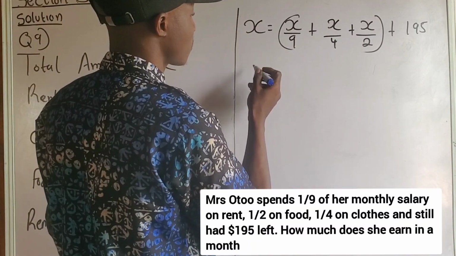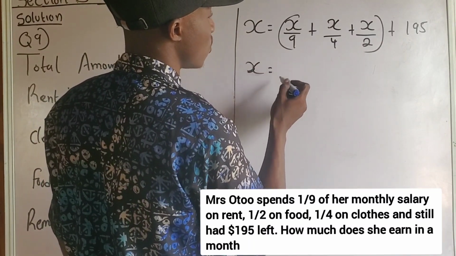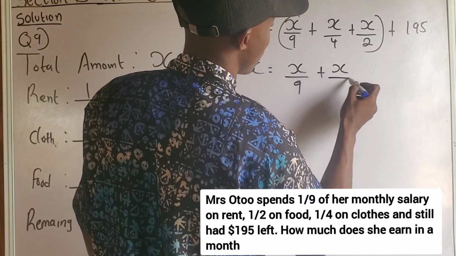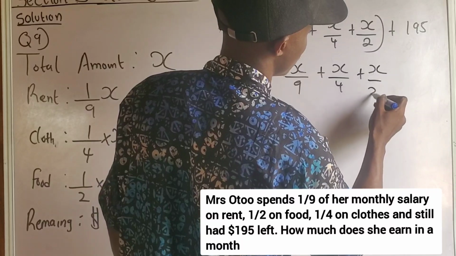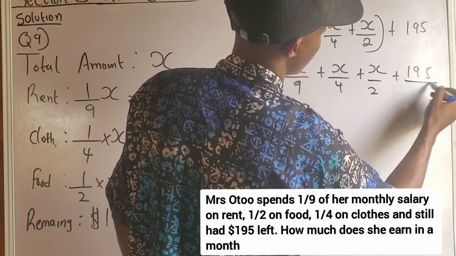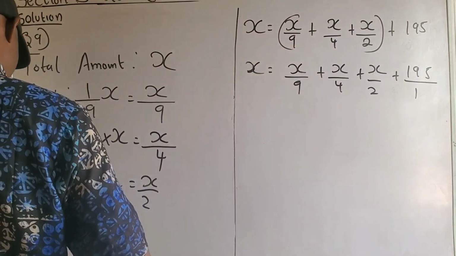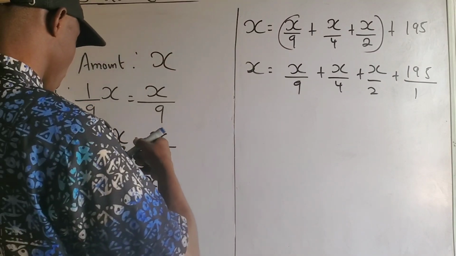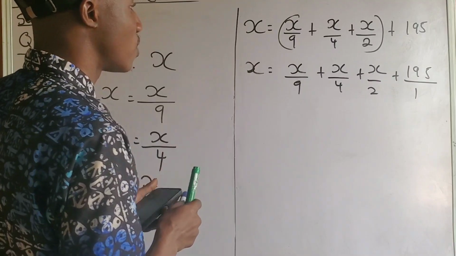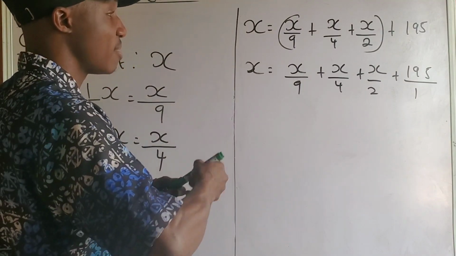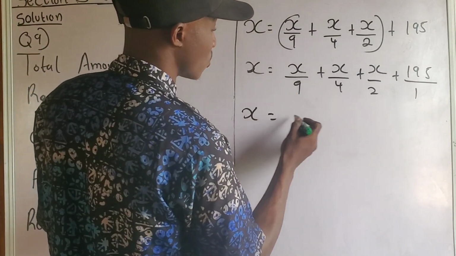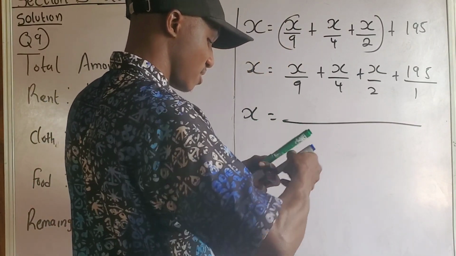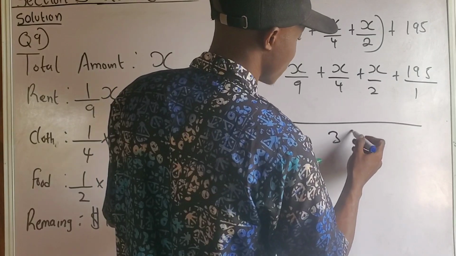Here I'm going to have X equals X over 9 plus X over 4 plus X over 2 plus 195 all over 1. Okay, now the next step is that we can take the LCM. I'm going to have X equals, the LCM of this is 36. The LCM is 36, so I'm going to have 36.